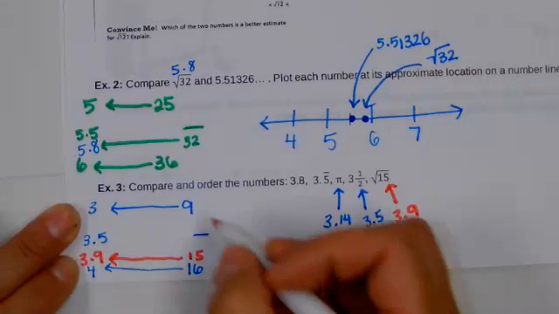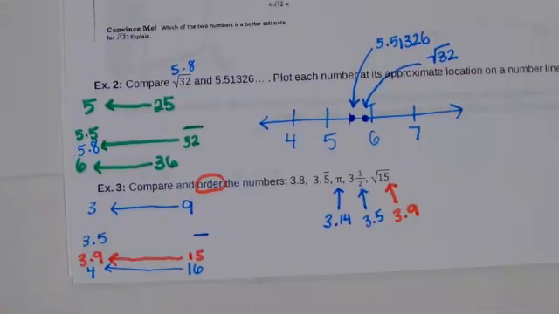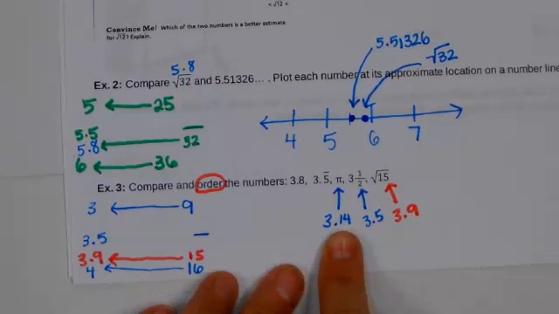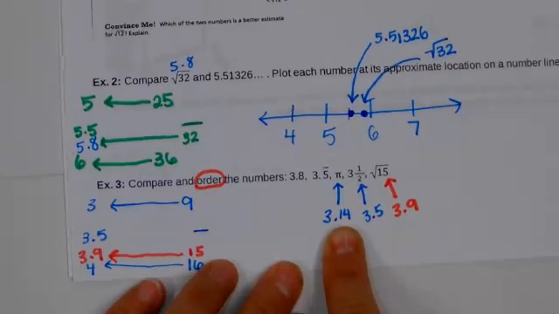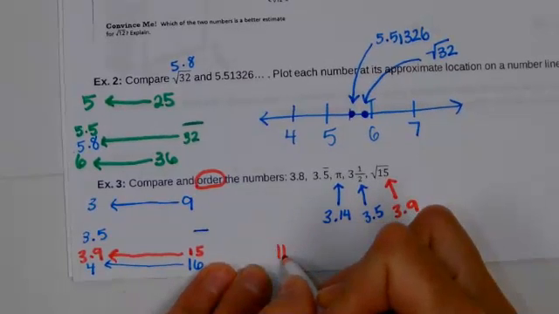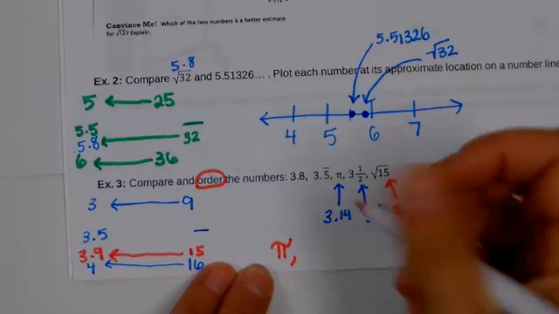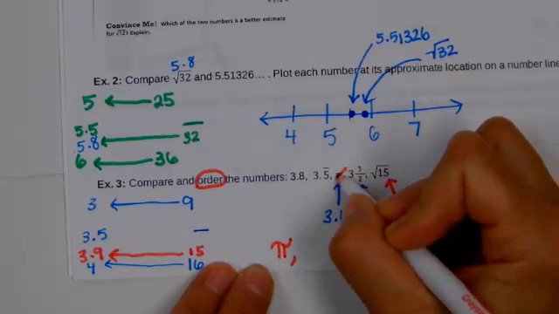Now it says to order them. So now we need to put them from least to greatest. So my least decimal is actually the 3.14. But when I list it, I'm going to list it as pi as my first number. Then, and excuse me, you can cross these out as you go so you don't get confused.